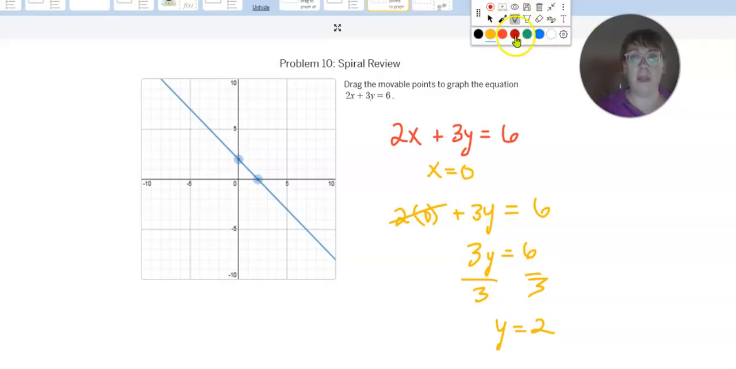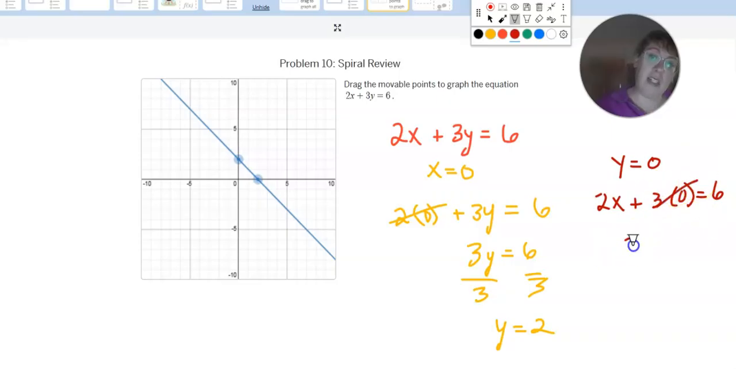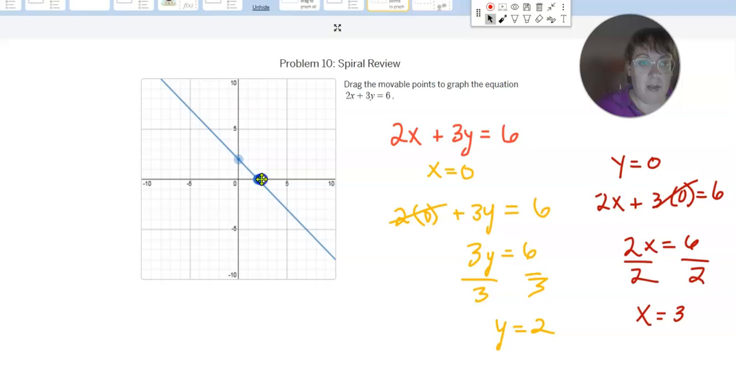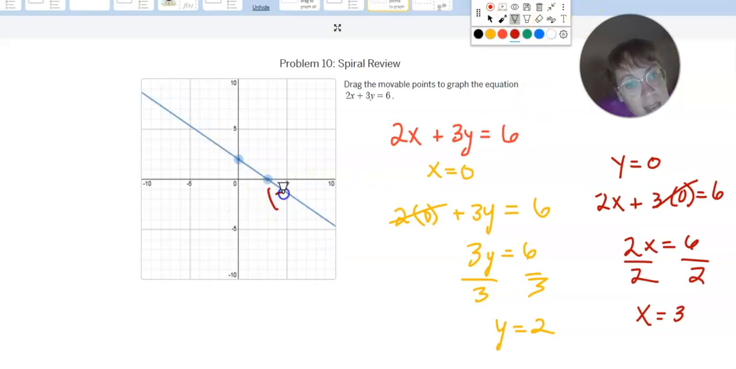That's our y-intercept. If y is 0, we have 2x plus 3 times 0 equals 6. This cancels out to 0, so we have 2x equals 6. Divide both sides by 2, and we get x equals 3. There we go. So there's our x-intercept at (3, 0), and here is our y-intercept at (0, 2).